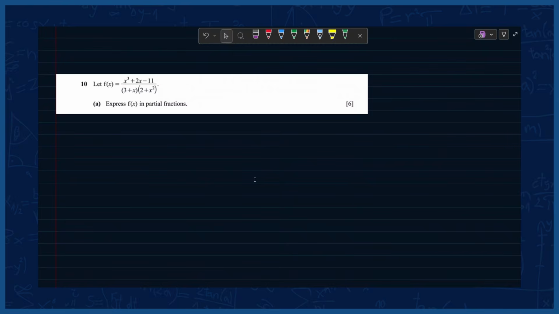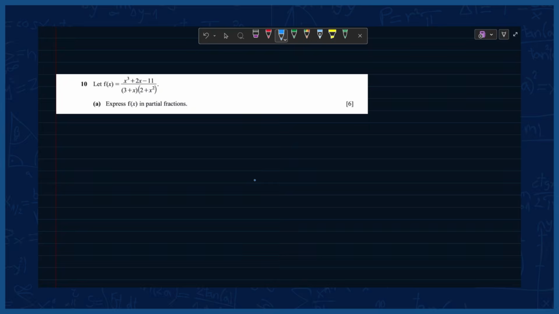Question number 10. Let f of x equal x cubed plus 2x minus 11 divided by 3 plus x times 2 plus x squared. Part A, express f of x in partial fractions. So when you are dealing with partial fractions, the first step is check whether you're dealing with an improper fraction or a proper fraction. An improper fraction is a fraction in which the highest power in the numerator is either equal to or greater than the highest power in the denominator.